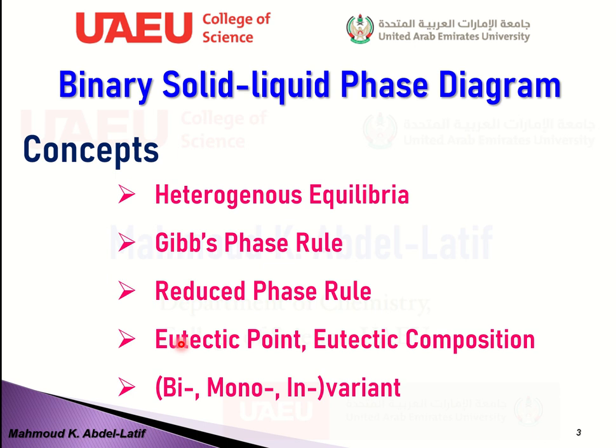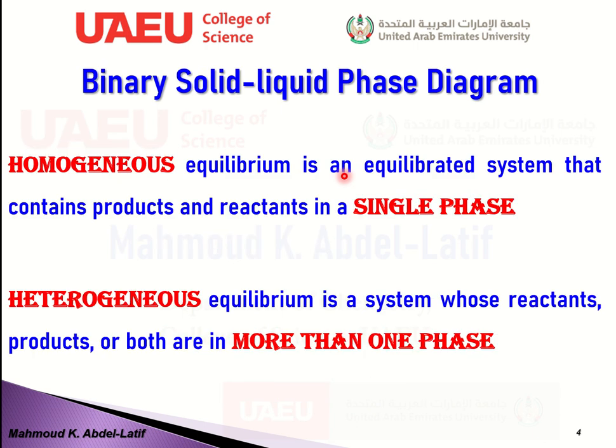During this presentation, you will see some concepts like heterogeneous equilibria and homogeneous equilibria, Gibbs phase rule, reduced phase rule, eutectic point, and eutectic composition or eutectic mixture. And also you will see bi-invariant and mono-invariant. What does it mean? All of these concepts will be cleared in the next slides, inshallah.